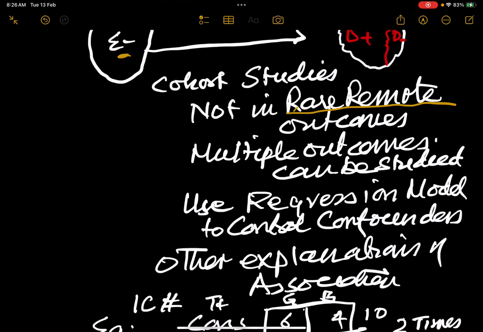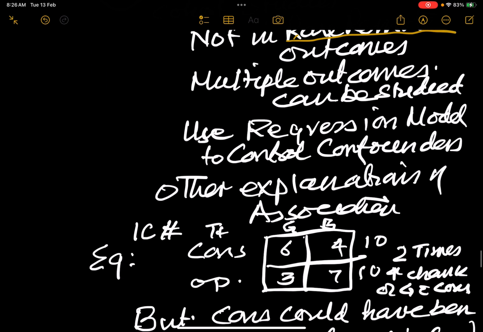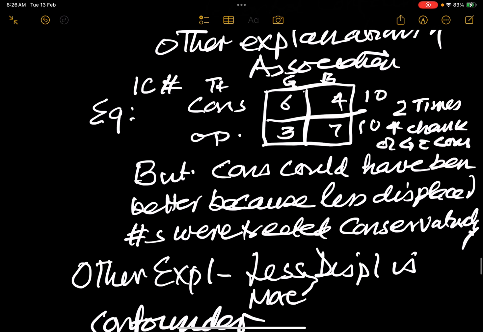Supposing there are multiple outcomes, then other explanations have to be taken care of. These are called confounders, and in that you use the regression model that we have already explained to you. Example of a confounder is that I had an argument with my senior resident. He said we should operate intercondylar fracture. I said no, treat them conservatively. So I got the statistics.